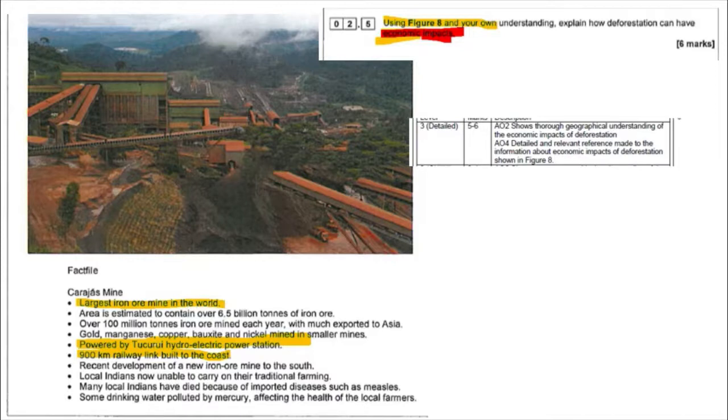But then there's some negatives as well, if we have a look. Okay, so local Indians unable to carry on traditional farming. So traditional farming practices are less likely to carry on. So local Indians might not be able to earn as much money from their traditional farming. We know that local Indians have died.